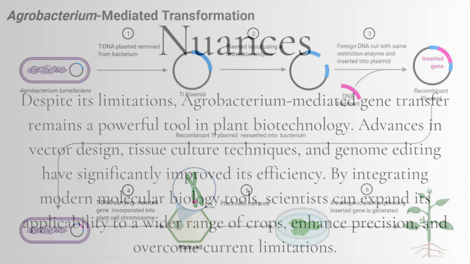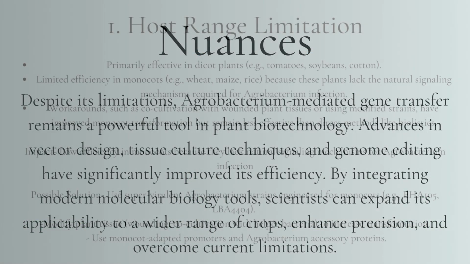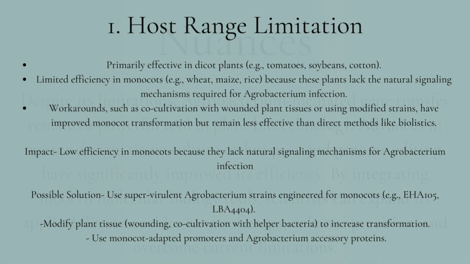Like any other aspect of healthcare, Agrobacterium mediated gene transfer also carries its own nuances and limitations. So the first one is host range limitation. Here the challenge is that it works well with dicots, for example tomatoes, soybeans and cotton, but it's less efficient in monocots like wheat, maize and rice. This is due to lack of natural signaling molecules for Agrobacterium infection and thicker cell walls, making DNA transfer difficult. So the solution would be using supervirulent strains like EHA 105, LBA 4404, which are designed for monocots.